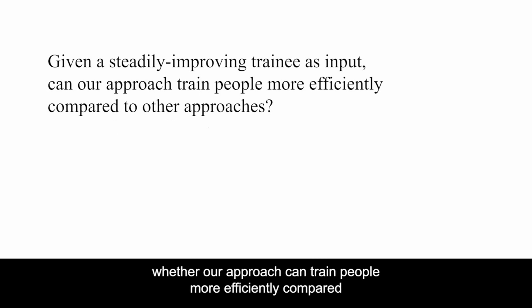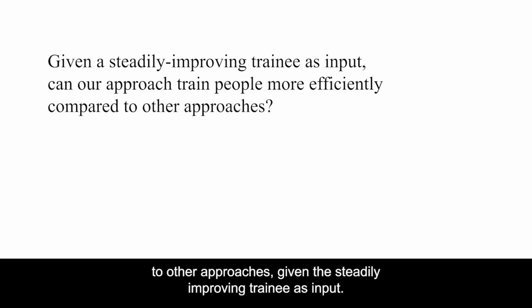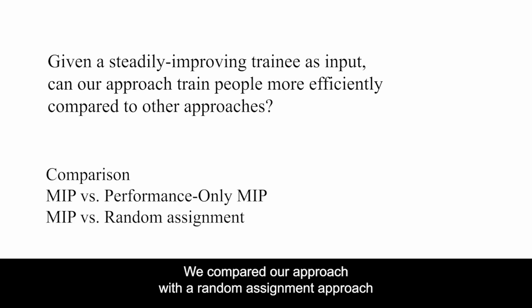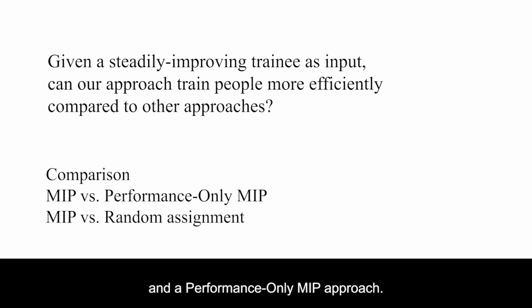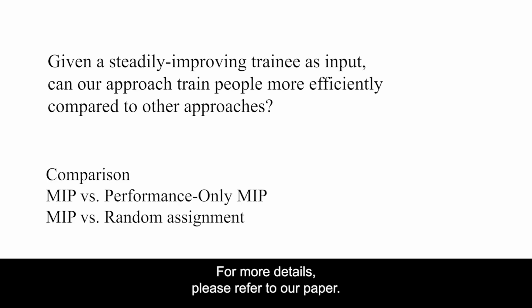In our second study, we perform a simulation experiment. The goal of this experiment is to determine whether our approach can train people more efficiently compared to other approaches, given a steadily improving trainee as input. We compared our approach with a random assignment approach and a performance-only MIP approach. For more details, please refer to our paper.